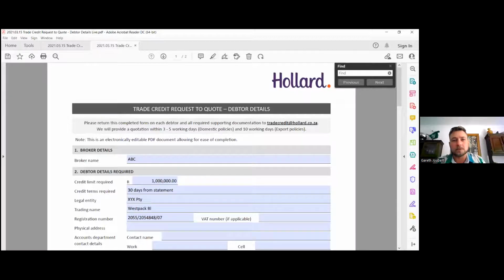Yes, there is a question from Michelle, Gareth. Michelle says, to confirm, does Hollard offer once-off single transactions? For example, a prospect has received a larger than usual order from a debtor, but they don't want to insure day-to-day sales, only the large order. Would that be insured as a single transaction? Absolutely. So Michelle, very happy to do that.